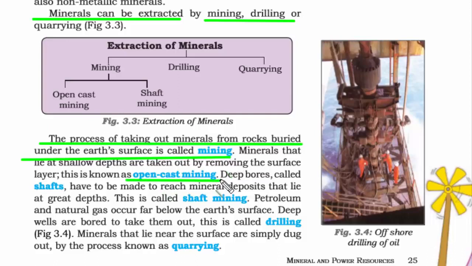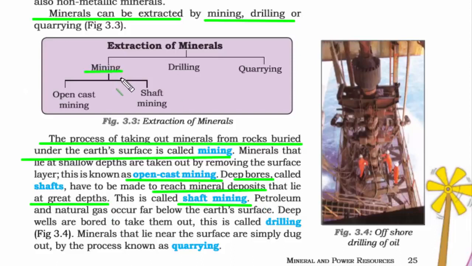With the help of dynamite, they blow the earth's surface to remove the layer that contains the mineral. Another type of mining is shaft mining. They make a deep bore in the earth's surface. It is done at a greater depth to reach the mineral deposits. All of this falls under mining.